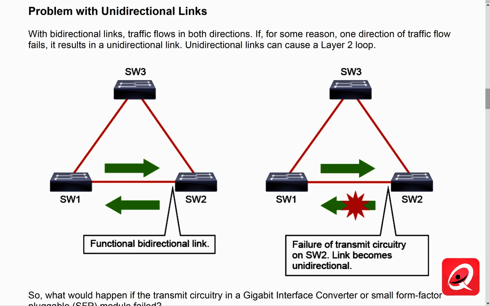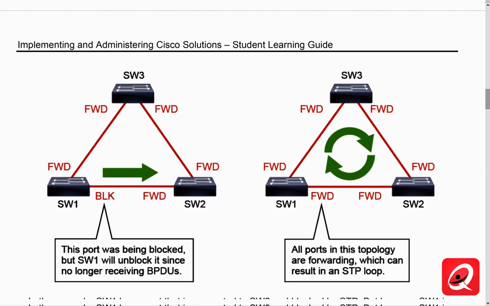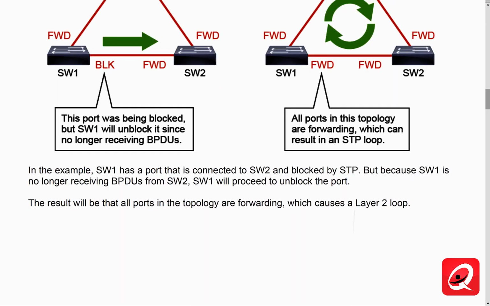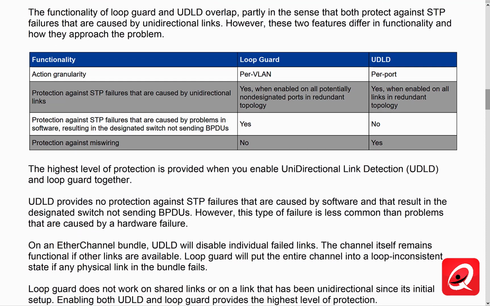Loop Guard and UDLD are kind of the same. They provide that same function. Loop Guard is specific to spanning tree, whereas UDLD is separate from spanning tree. But here's a breakdown of the difference between them. For granularity, Loop Guard works per VLAN. UDLD works per port. But it's unlikely, by the way, that you would have unidirectional flow for one VLAN, but you wouldn't have unidirectional flow for the other VLANs. So I don't know that that's necessarily a plus or a minus in either case.